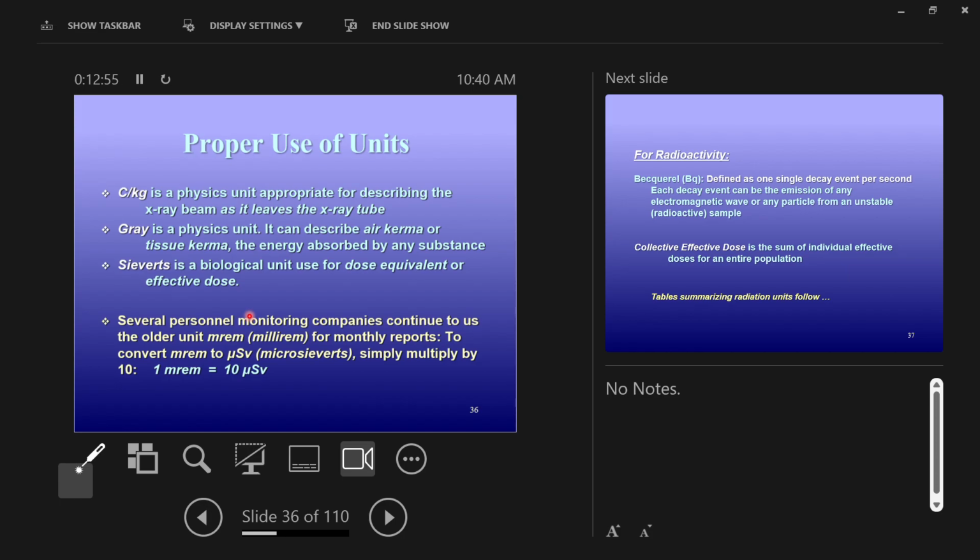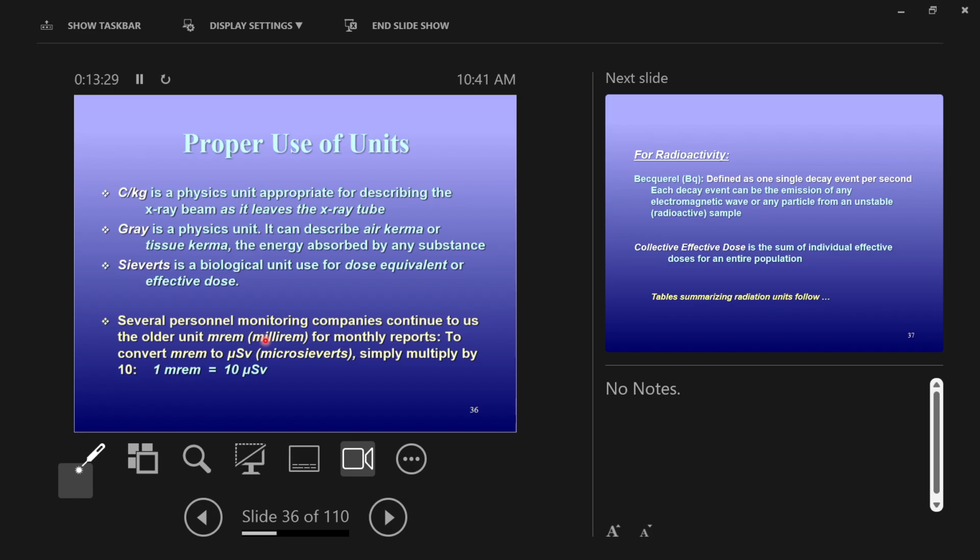The companies that produce these badges, when they give you their badge reports, are going to report your dose equivalent in millirem, not microsieverts or millisieverts or anything like that. They're not going to put it in the unit of sieverts, even though that's what everyone else is using now. That's what we use in modern medicine. We use the metric system. The badge companies are all still used to reporting things in the rem unit, in the British units.